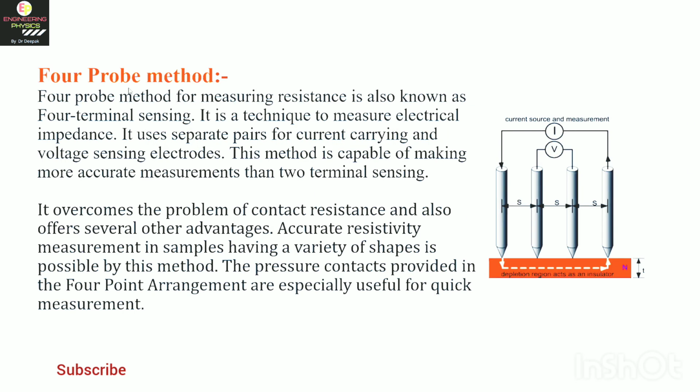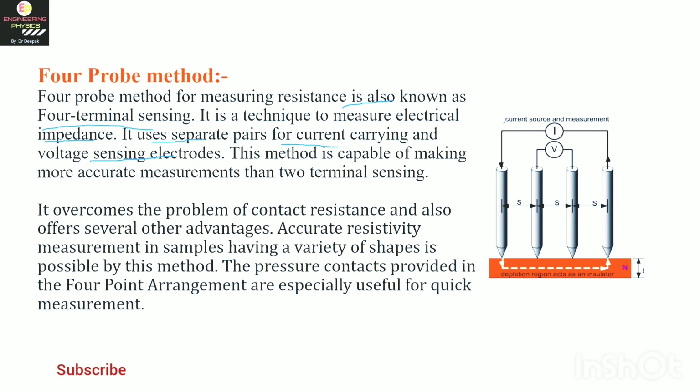What is the 4-probe method? The 4-probe method for measuring resistance is also known as 4-terminal sensing. It is a technique to measure electrical impedance. It uses separate pairs of current-carrying and voltage-sensing electrodes.